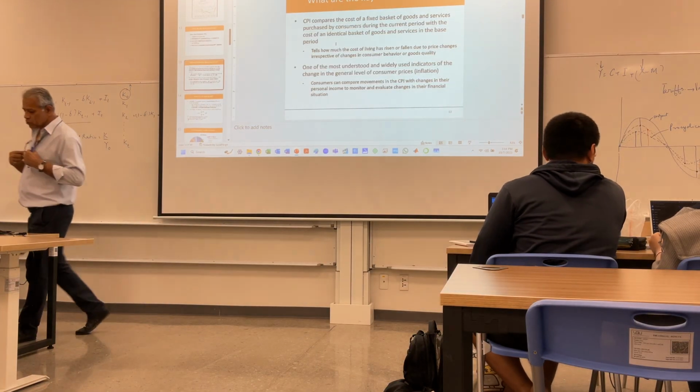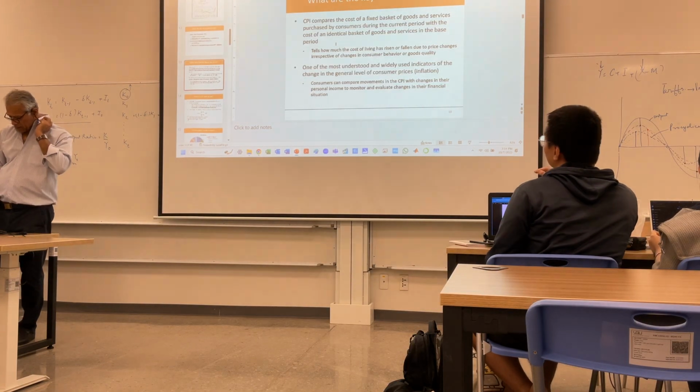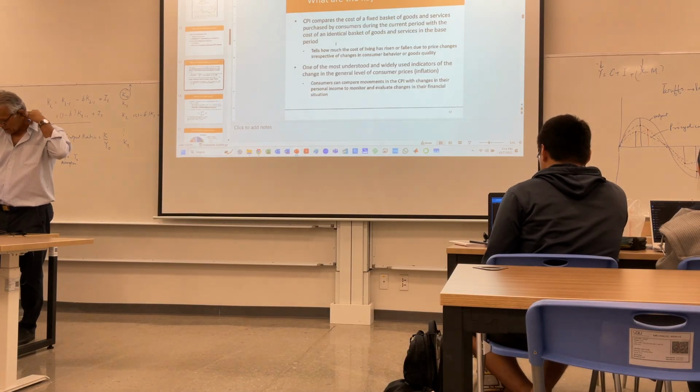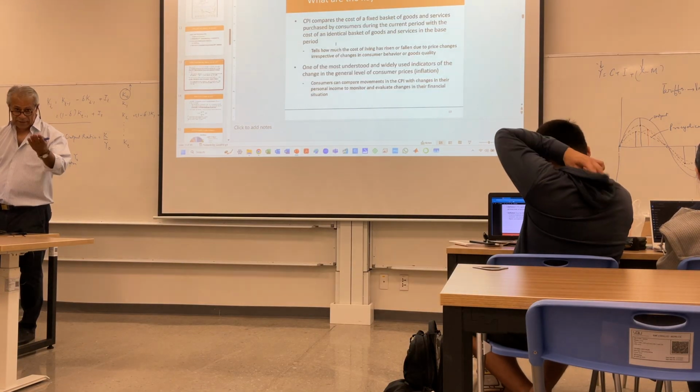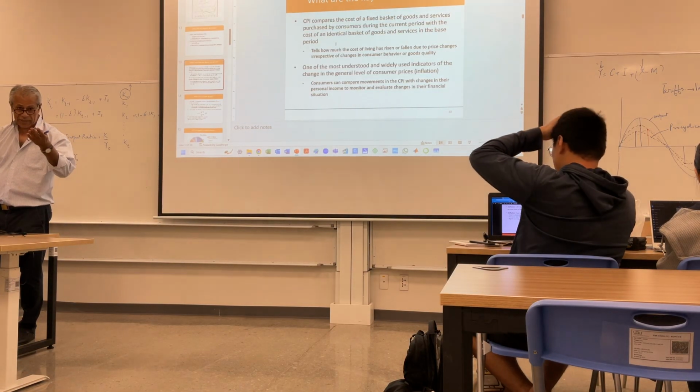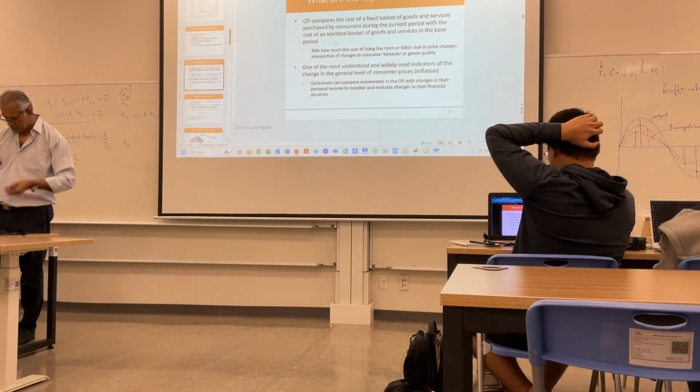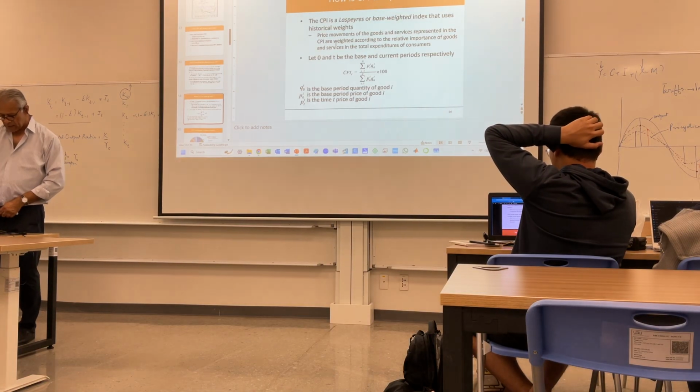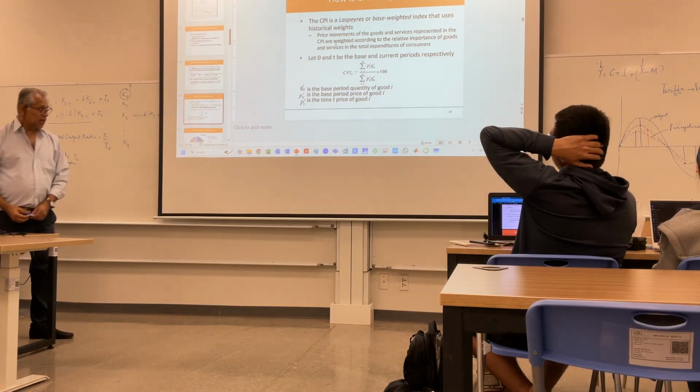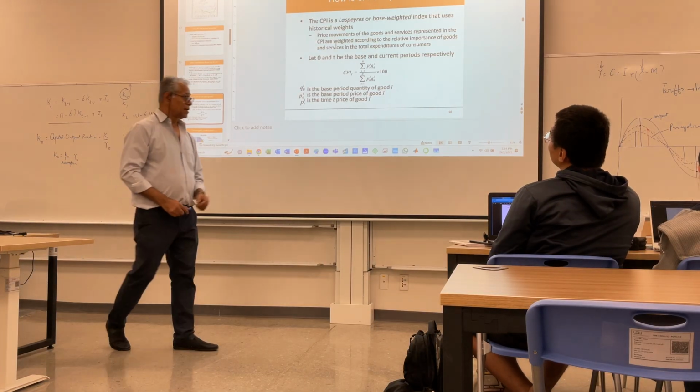And the CPI is also used to deflate many other variables in the economy, just like to get the real interest rate from the nominal interest rate, we take out the inflation from it. What is the formula for the CPI?